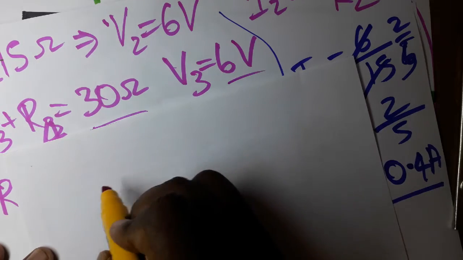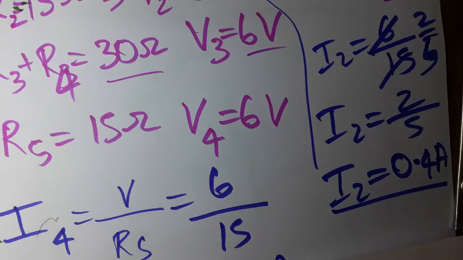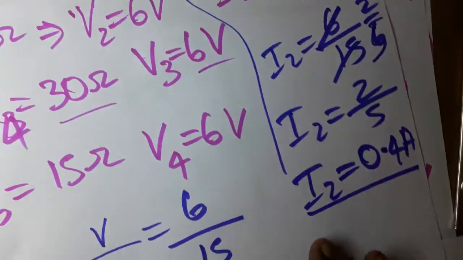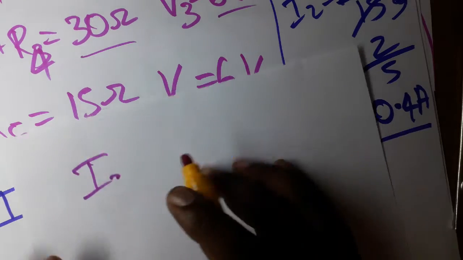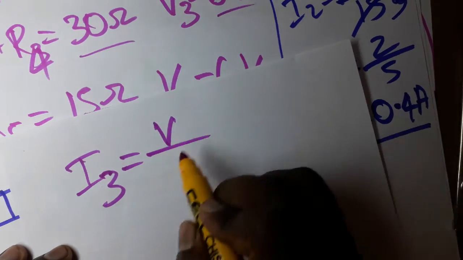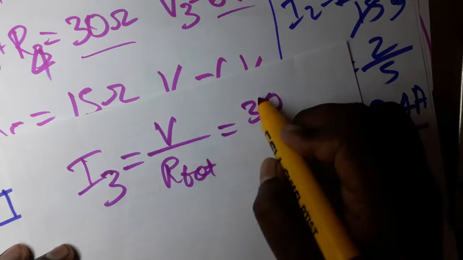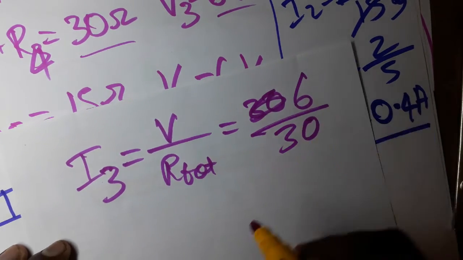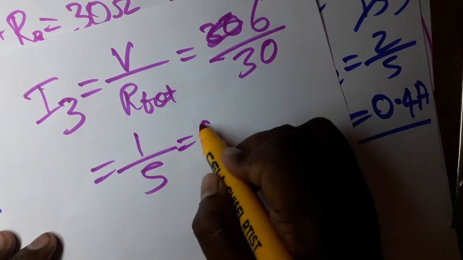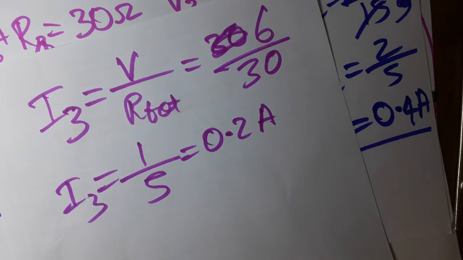So now I3. I4 we calculated, I2 we calculated. I3 is equal to V, which is constant, divided by R. So that is 6 divided by 30, and I'll get 1 divided by 5, the answer I'm going to get is 0.2 ampere. So I3 I got as 0.2 ampere.